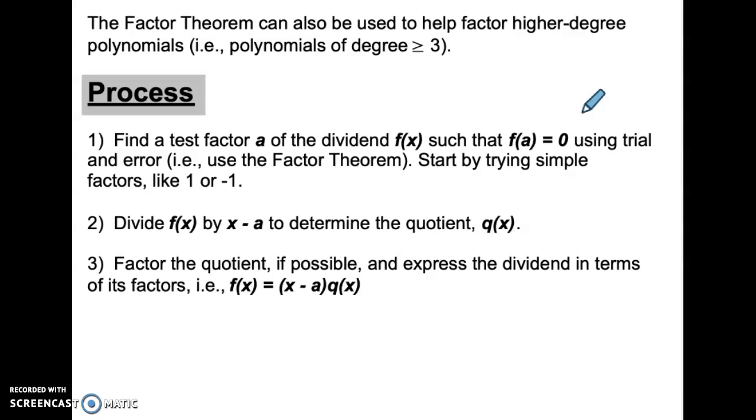And by the factor theorem, that would mean that x minus a would be a factor, right? Because if a makes it 0, x minus a is a factor. Our next step is going to be take our function, divide out x minus a to determine the quotient. Okay? And then we'll write it as f of x equals x minus a times q of x. And if we need to keep factoring, we'll keep going. And this will make a lot more sense once we do some examples.